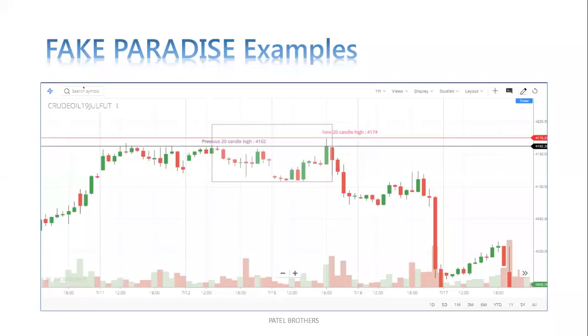Karthik, for the buy condition in Fake Paradise after a new low, if the previous low is crossed after 3 or 4 candles, no. This strategy is valid only if it is triggering in the same candle or the next candle. We will not go for the buy or sell if it is triggering after 3 or 4 candles.